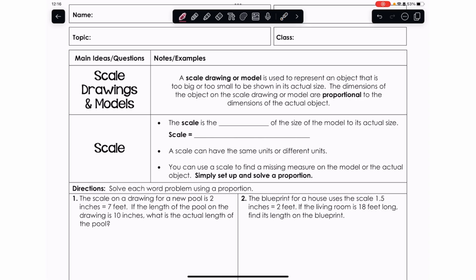Okay, so let's go ahead and get started. A scale drawing or model is used to represent an object that is too big or too small to be shown with its actual size. So do we know of some things that have scales? Not like getting on a scale and weighing yourself. I'm talking about a measurement scale. What are some things that have scales?